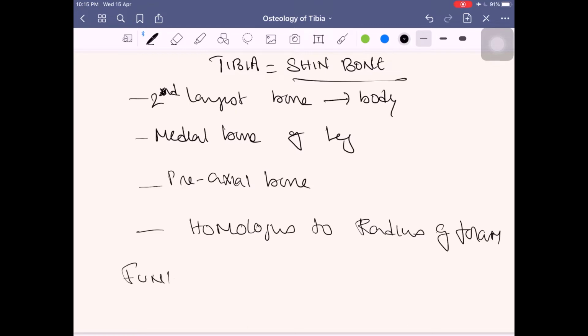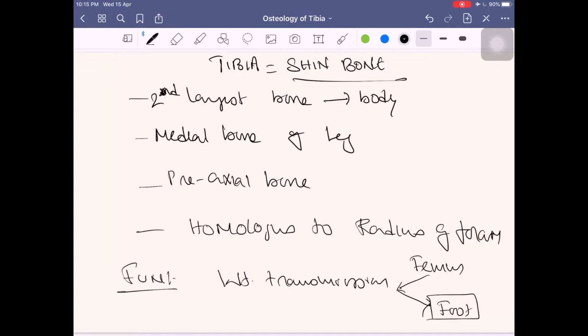The function of this bone is to transmit the weight. So weight transmission from the upper bone. Upper bone is femur. So weight transmission from femur will come to the tibia, and from the tibia weight will go to the foot. So it is an intermediate bone which is transmitting the weight from the femur to the foot.